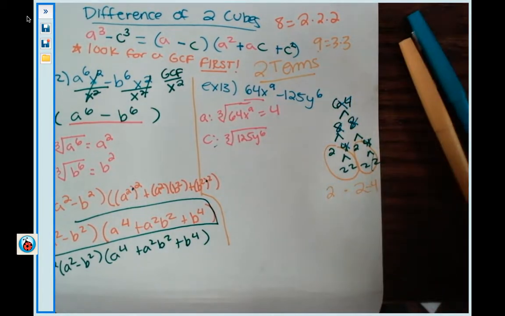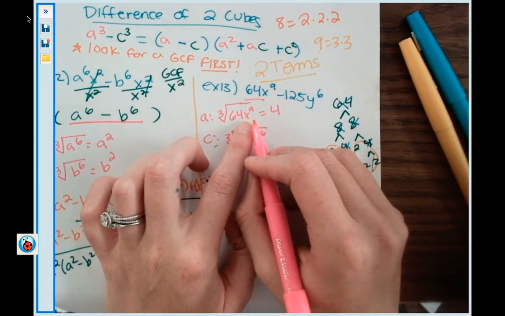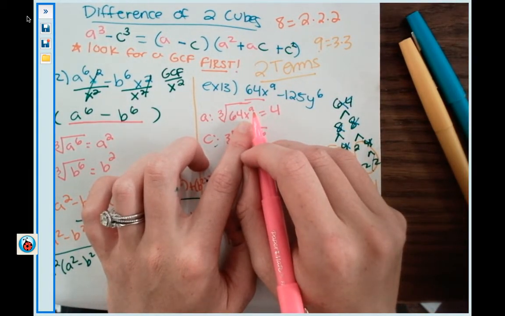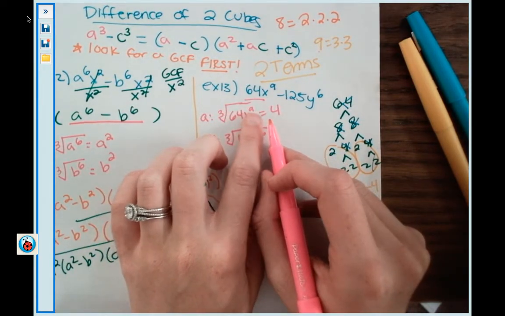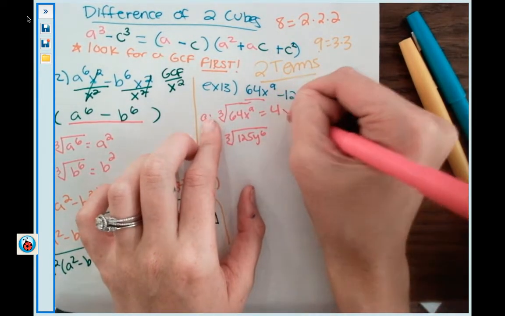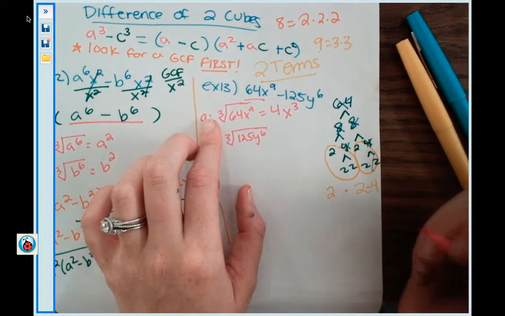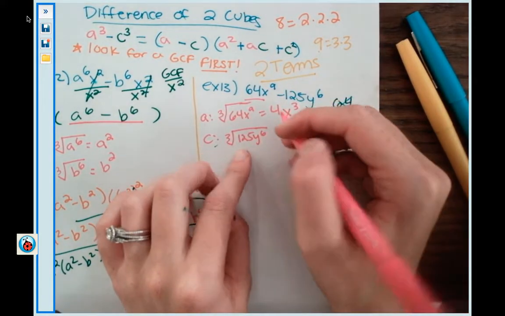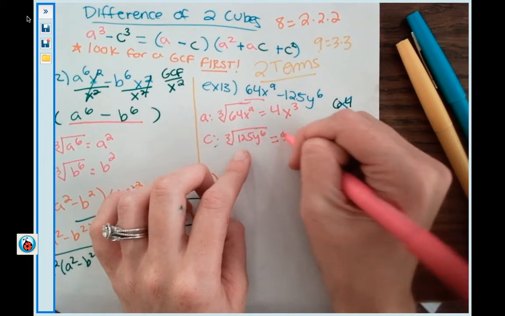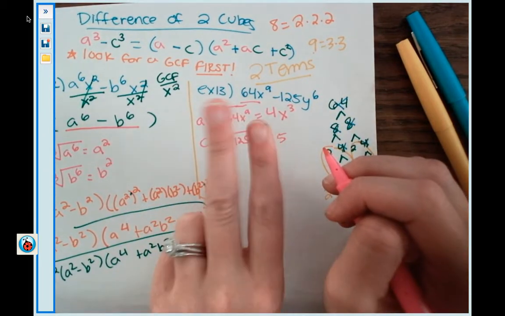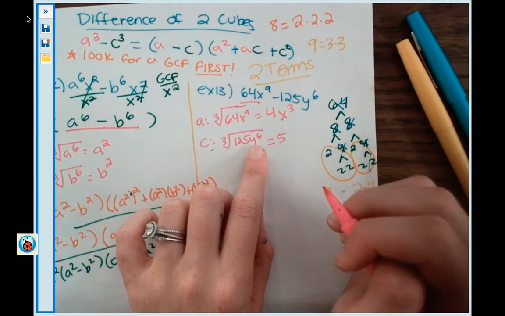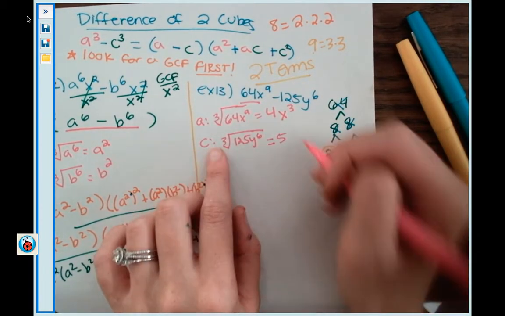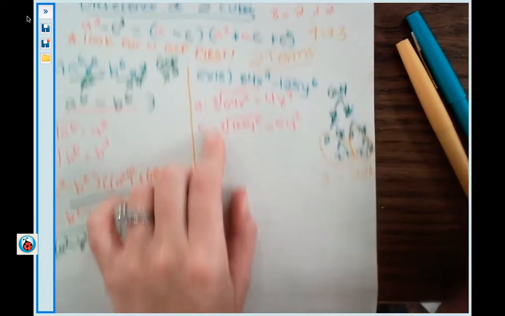All right, and the cube root of x to the 9th, remember, when you have a variable with an exponent, you can only do this with variables with exponents. You divide the 9 by the 3. So this would be x to the 3rd. All right, and then over here, the cube root of 125 is 5 because 5 times 5 is 25, and 25 times 5 is 125. And then the cube root of y to the 6th, I divide 6 by the 3 and get y squared.